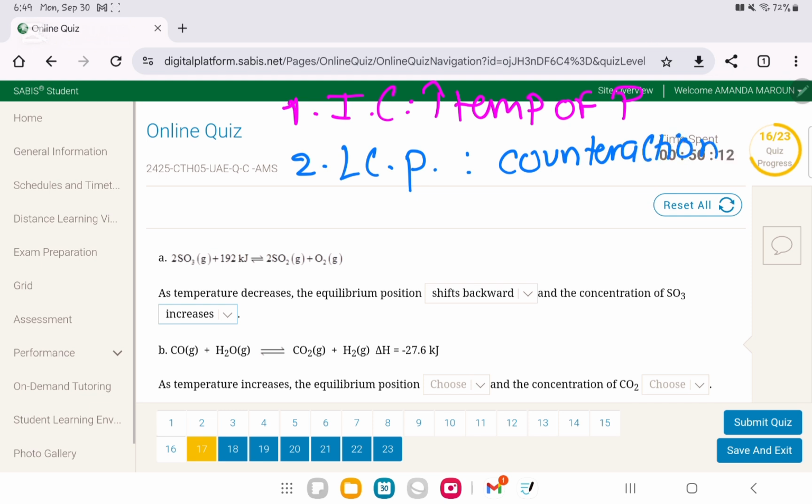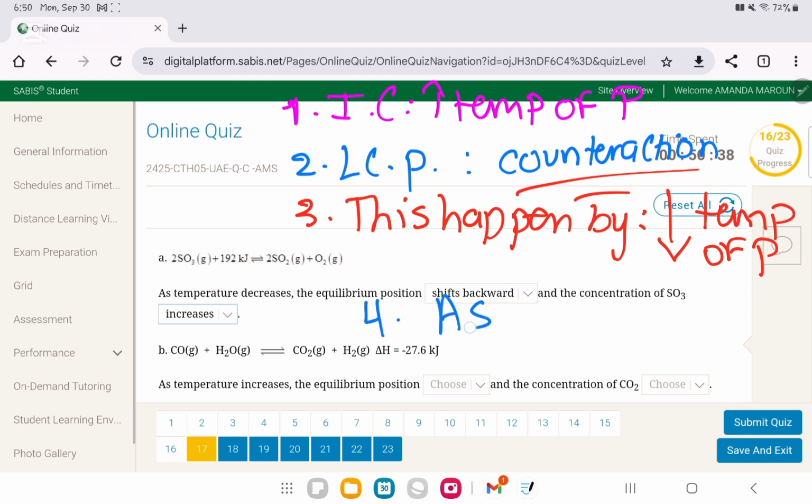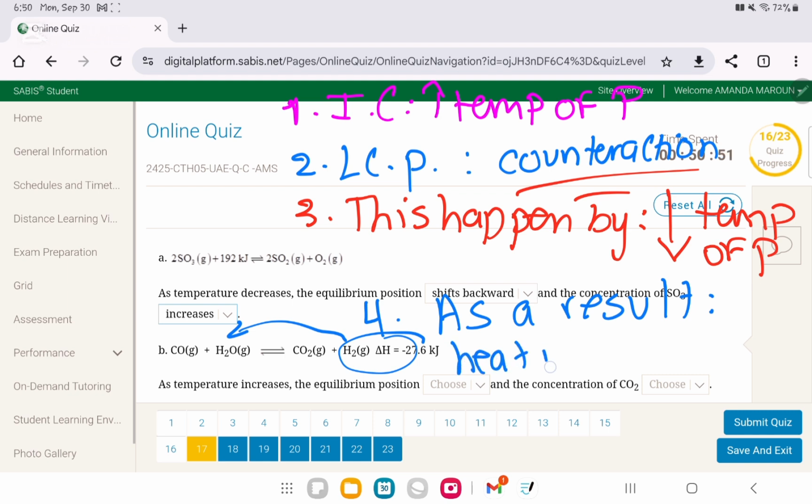What happens as a counteraction? If you're increasing the temperature of products, the counteraction will be the total opposite, which is decreasing the temperature of products. Now, the fourth is as a result. What happens if you need to get rid of the temperature here? How do you get rid of it? You will give it to the reactants. So as a result, heat will move from products to reactants.